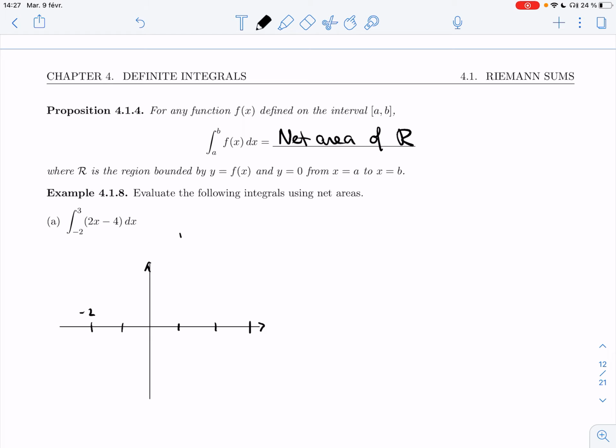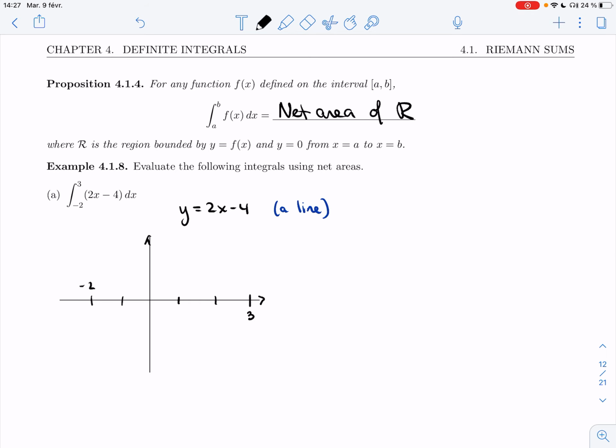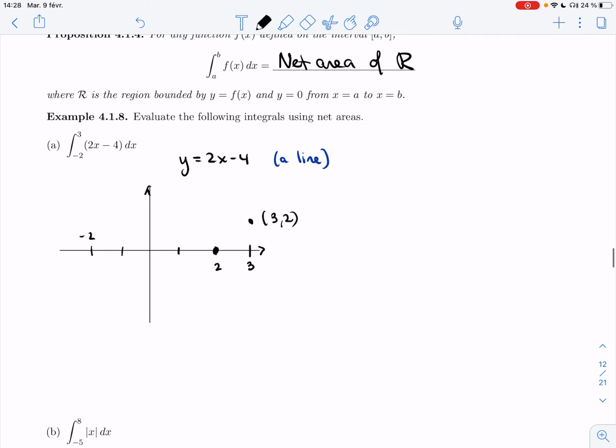Perfect. All right, so we want to graph y equals 2x minus 4. This is a line. All right, so let's put a few points and then we'll just draw the line between them. If I plug in 3, I get 6 minus 4, I get 2. So 3, 2. Then at 2, I will get 0. At 0, I will get minus 4 right here. And then at minus 2, I'll get minus 8. Minus 2, minus 8 will be this one. All right, so here's my graph.